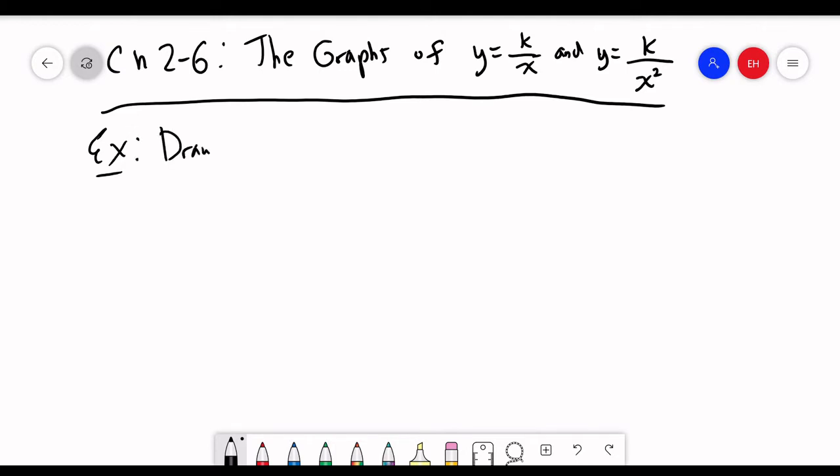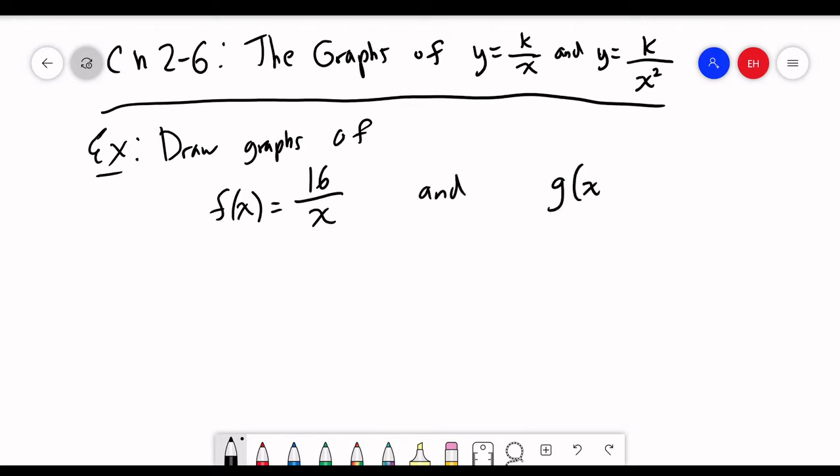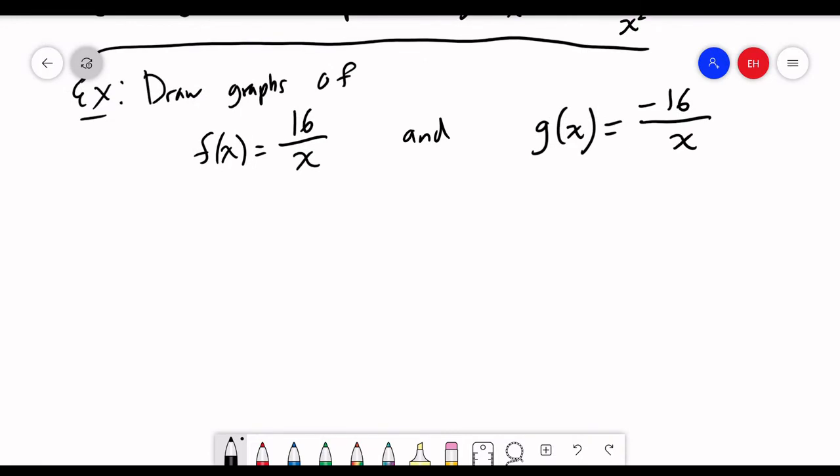Algebra 2 students! Today we have another exciting episode of Chapter 2.6, the graphs of y equals k over x and y equals k over x squared. I know, you have been dying to know what these graphs look like, and we are going to answer those questions for you today. So let's just remember, these are the inverse variation equations, y equals k over x.